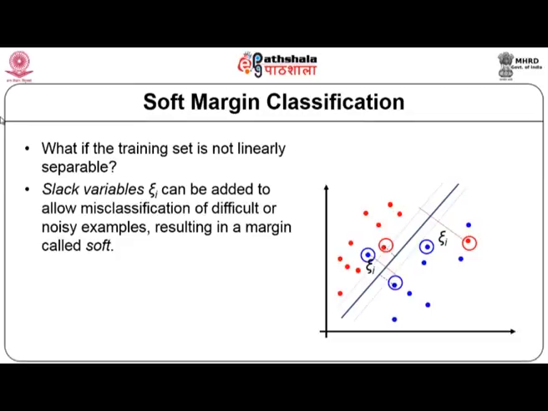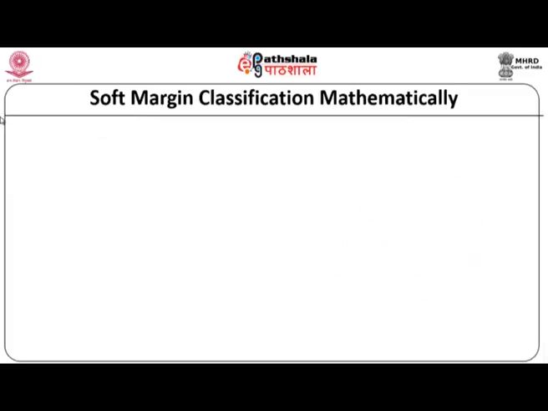If you look here, you have these data points. Now look at that red data point below the line, that is a misclassified example, and the blue one above the line is again misclassified. So, now you are introducing that eta, the slack variable, to take care of this. Okay. So, how do we define it mathematically?